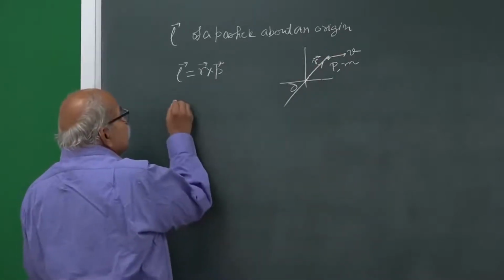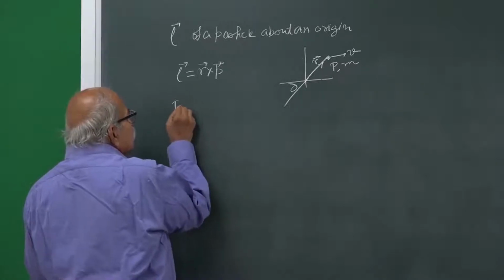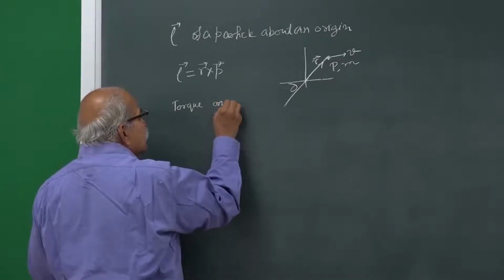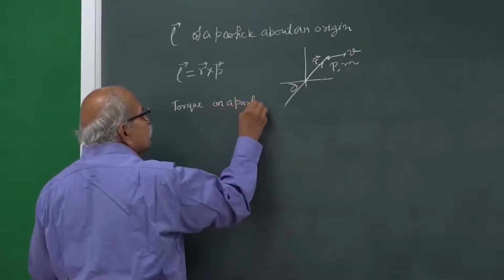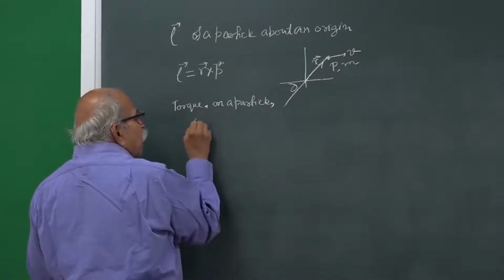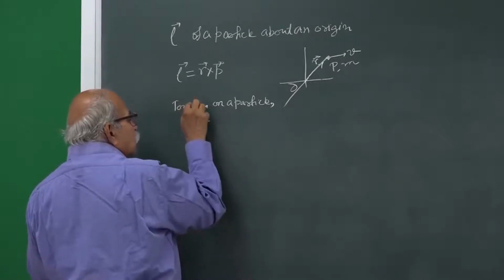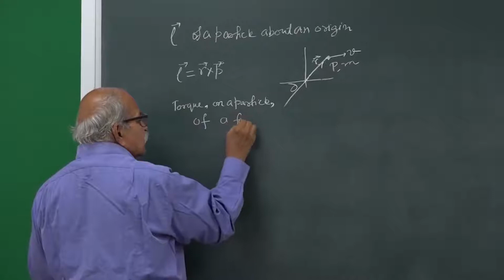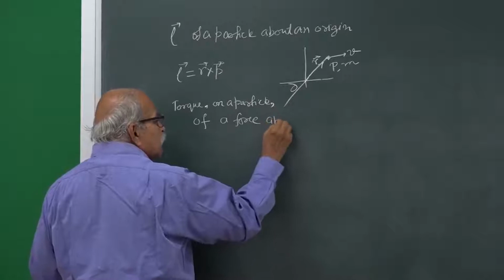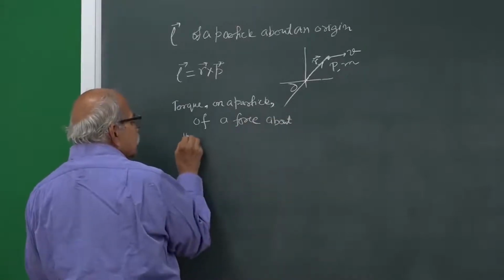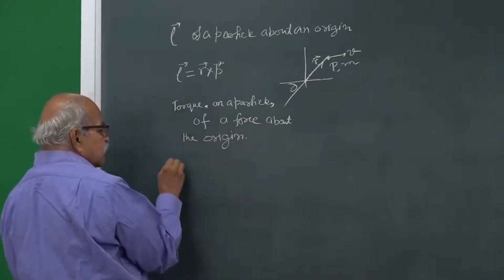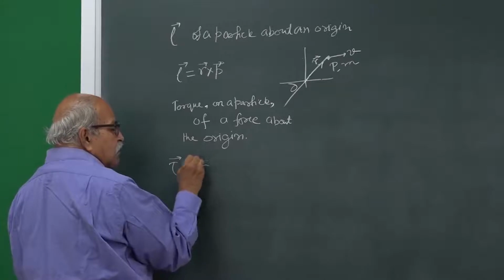And then similarly we define torque. This also on a particle. So, these adjectives are important. We call it torque of a force, and force is acting on some particle, and once again about the origin. So, this is important, and then we say that torque is r cross F.